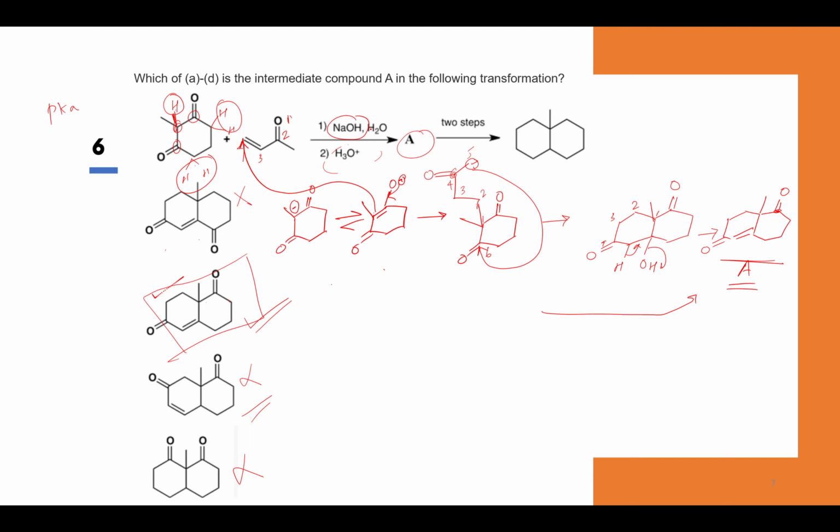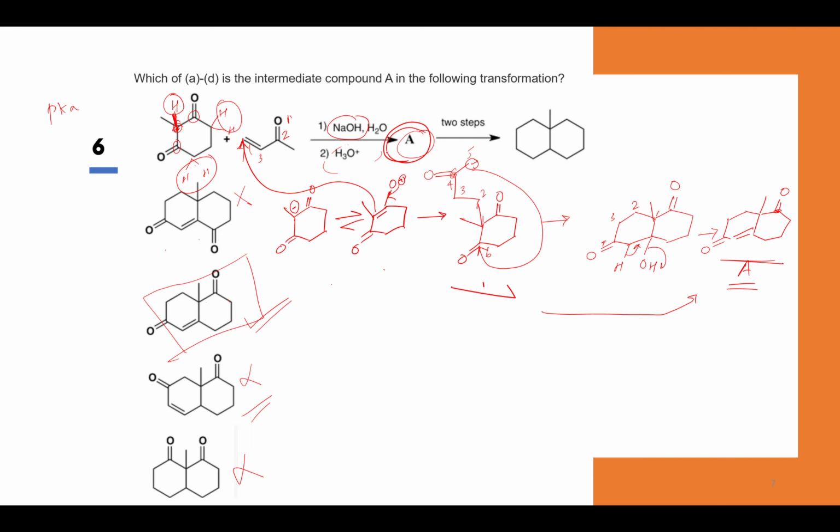Now we have discussed question number 6, where we have to find out the intermediate A. So here we have discussed the mechanism. Because this is the most acidic proton, proton abstraction is taking place from here, and the negative charge will generate over here, and it will attack this alpha beta unsaturated ketone, and it will give you an intermediate, this one.